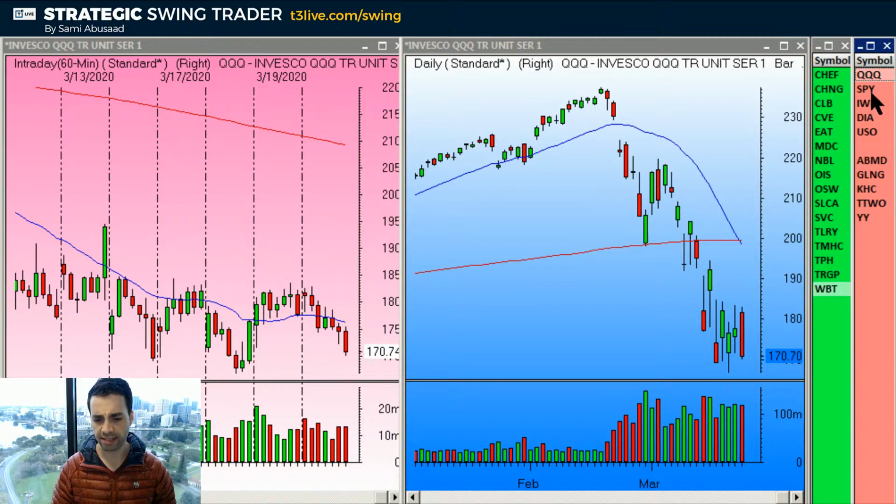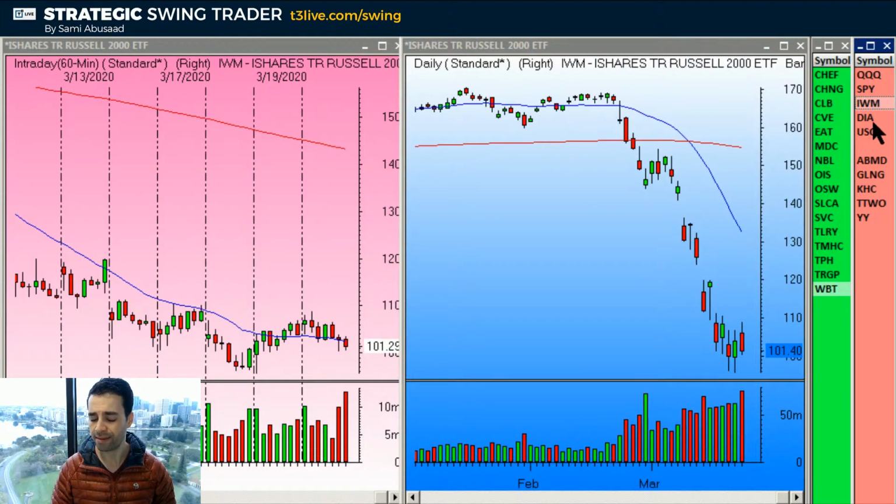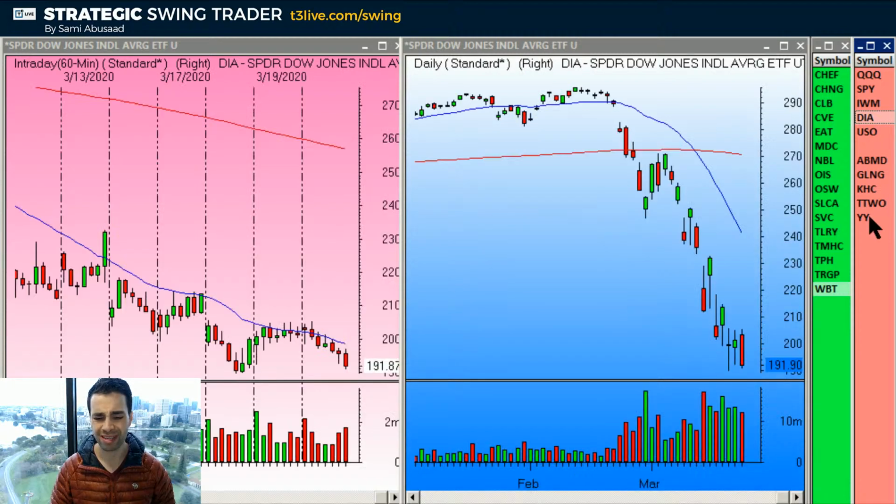I use the Nasdaq and the SPY mostly for the market to assess the bias. IWM is good also if you're trying to get a head start on a move, if you think there's going to be a move happening soon. So the IWM is good because it leads the market. The Diamonds, or the Dow Jones, is not very representative of the economy because it's only got 30 companies in it, so I usually don't use it. And then we'll talk about USO as well.